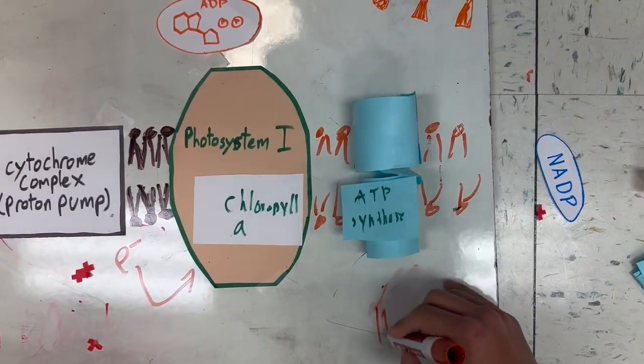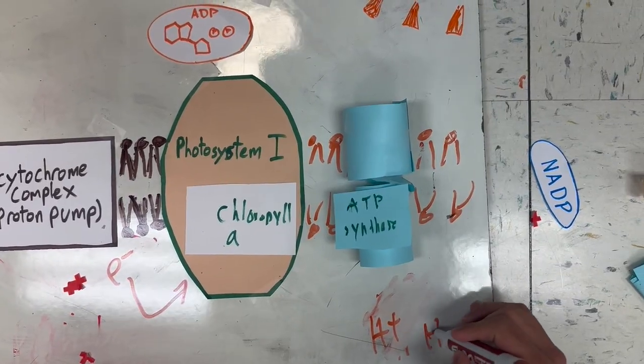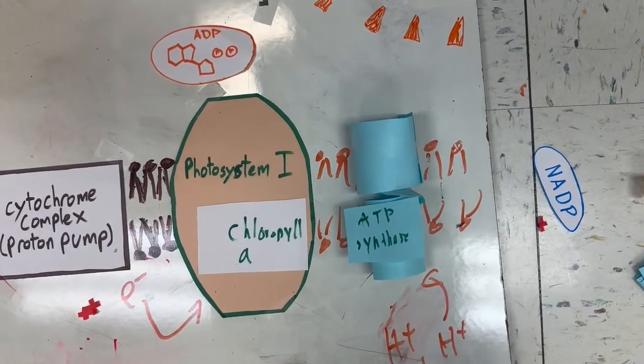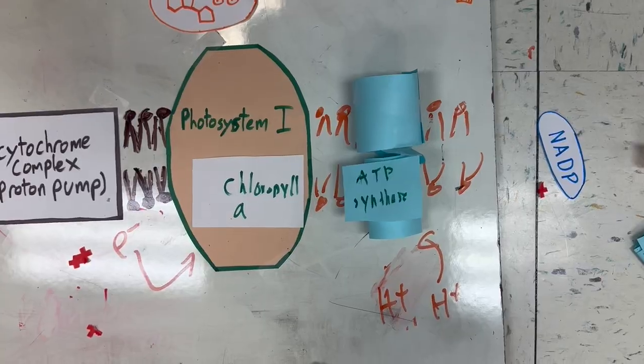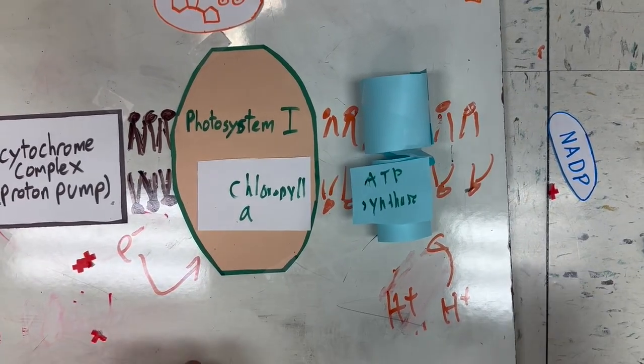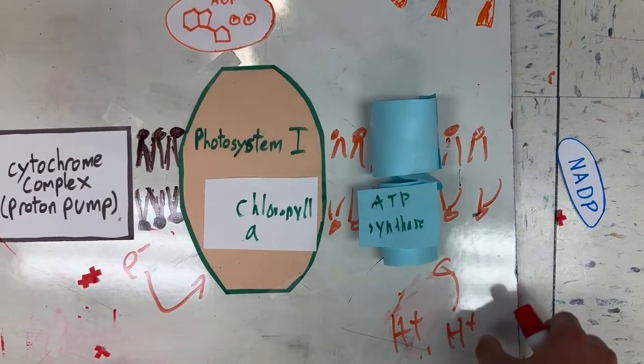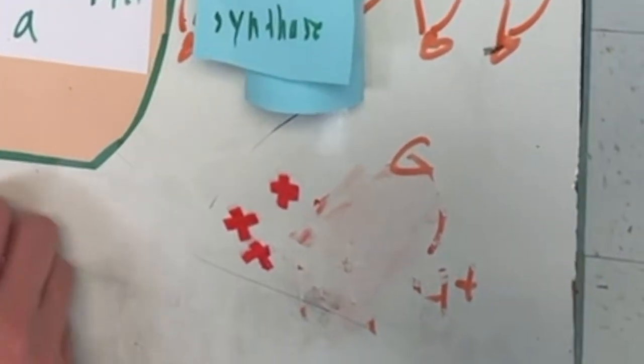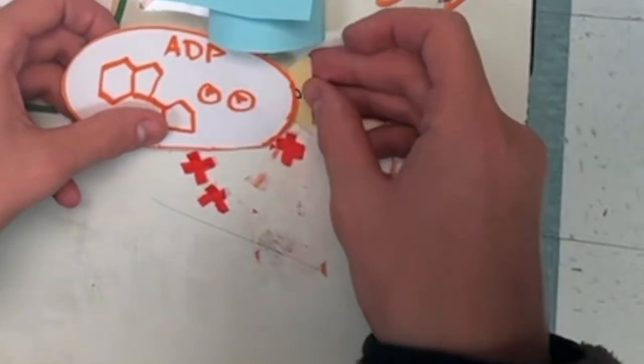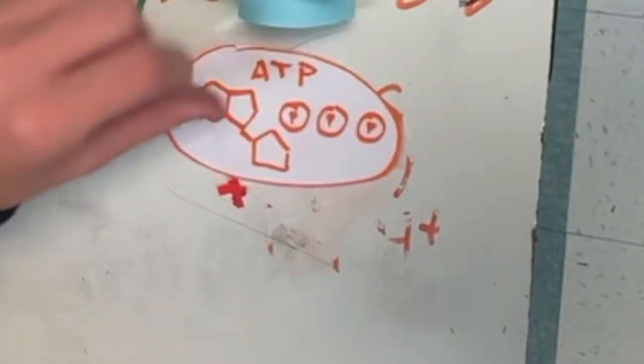The ATP synthase now takes the hydrogen ion from inside the thylakoid lumen to the stroma. And then in the stroma, it phosphorylates ADP with another phosphate with the help of a hydrogen ion, causing ATP to be made.